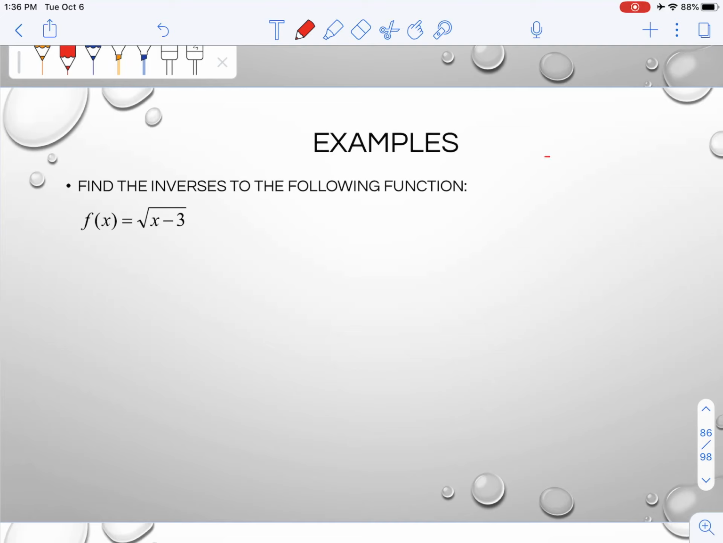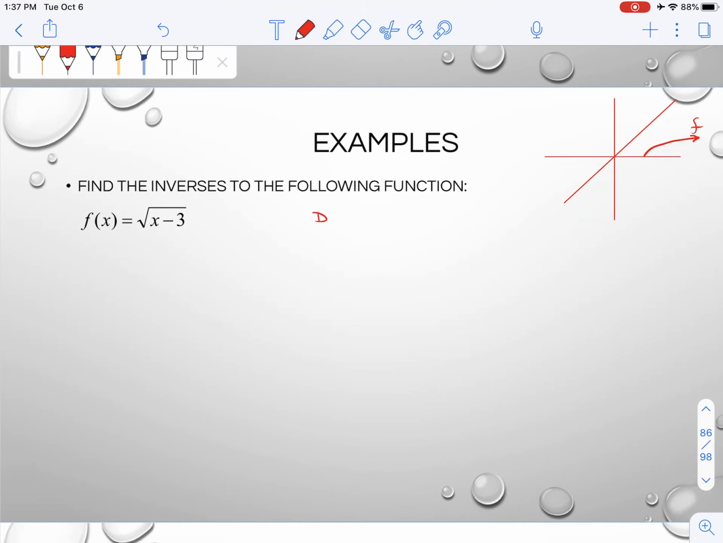So here I have a square root function. This is square root of x minus 3. This is going to be a square root function that shifts 3 units to the right, opens upward, and looks something like this. Again, when I find the inverse, I want something that's going to look like a reflection over the line y equals x.